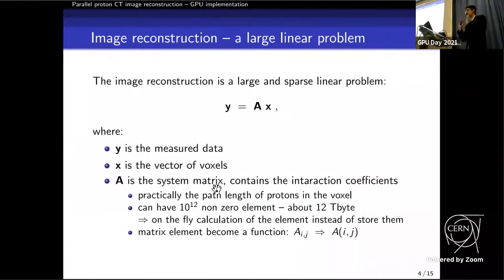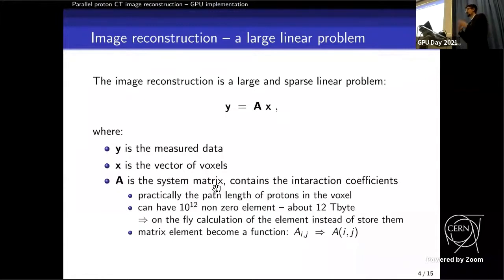The whole imaging process can be modeled with a matrix multiplication, as visible here, where the A matrix contains the physics, which is these interactions, X contains the relative stopping power of the voxels, and Y is the measured data, which is the energy loss of the protons. Our task is to solve this linear problem for X.